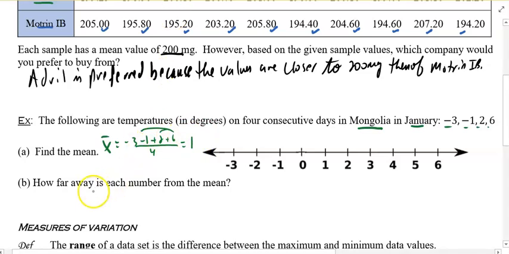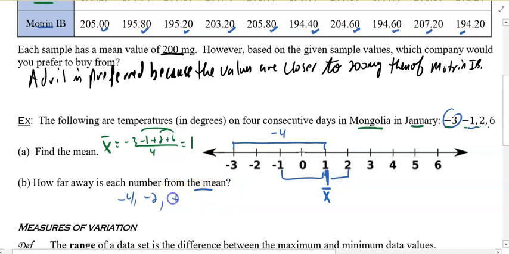Now they're asking how far away is each number from the mean. Remember, the mean is 1 right there. So -3 would be 4 below. -1 would be 2 below. 2 would be 1 above. And 6 would be 5 above.